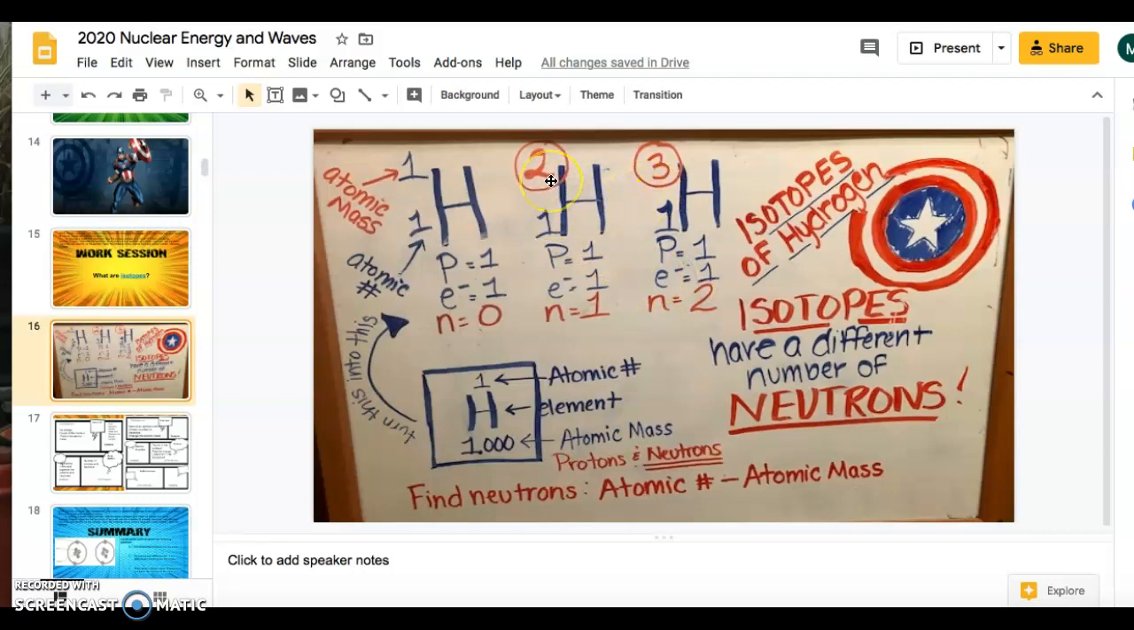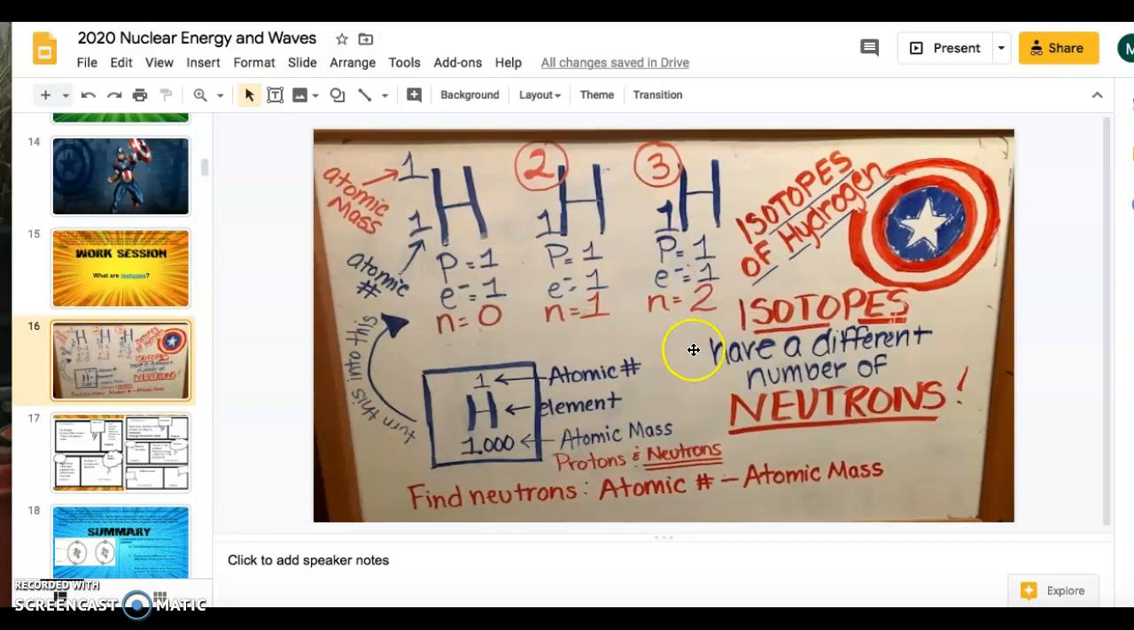Because when we subtract our atomic mass and our atomic number, you notice we get 1. We no longer have neutrons of 0. We now have a neutron of 1. We now have an isotope. This is now unstable, okay? Remember, everything in the universe wants to be stable. But now that I have this extra neutron, hydrogen is no longer stable.